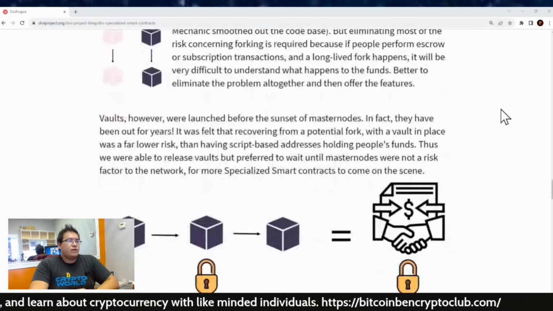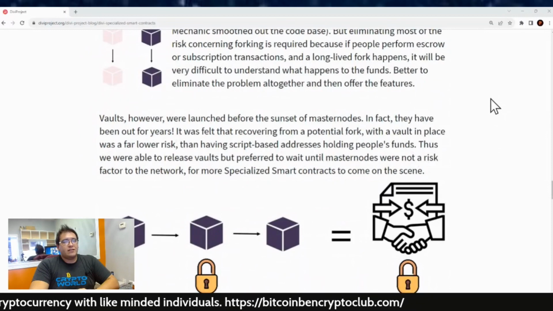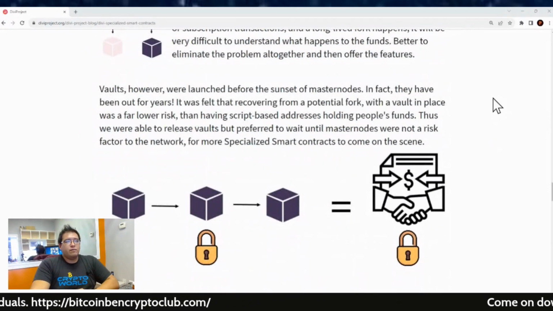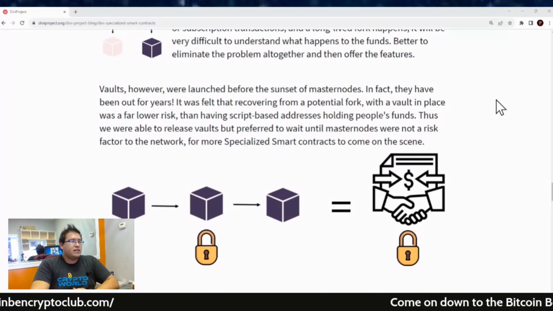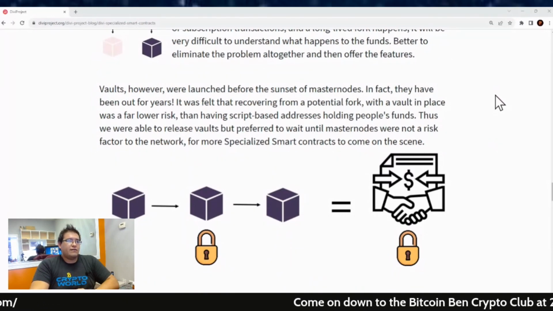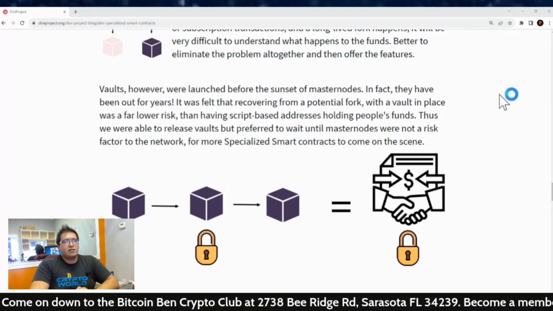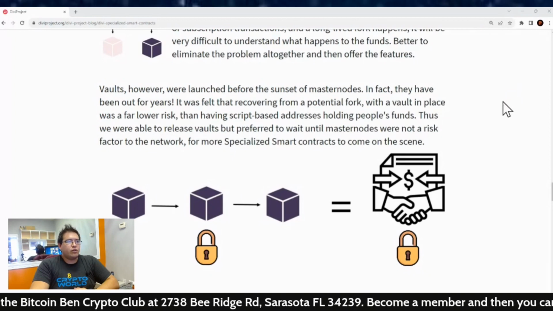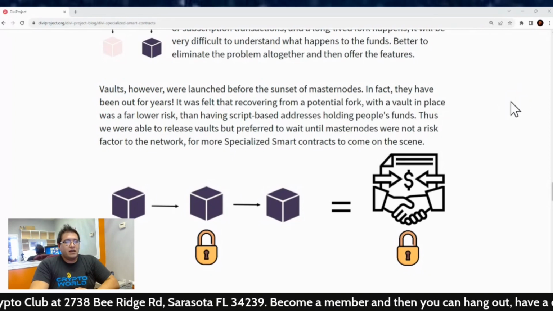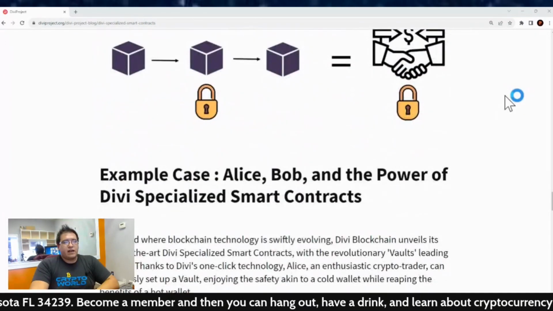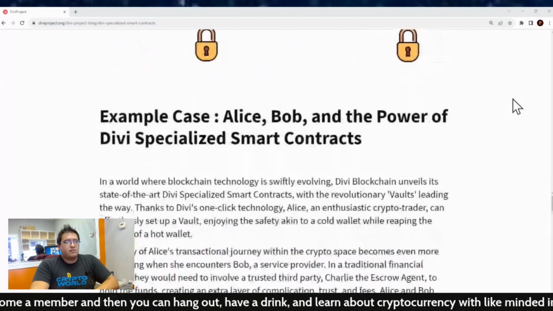Now, vaults, however, were launched before the sunset of masternodes. In fact, they have been out for years. It was felt that recovering from a potential fork with a vault in place was a far lower risk than having a script-based addressing holding people's funds. Thus, we were able to release the vaults, but preferred to wait until masternodes were not a risk factor to the network for more specialized smart contracts to come on the scene. Now we have an example case of Alice, Bob, and the power of Divi specialized smart contracts.